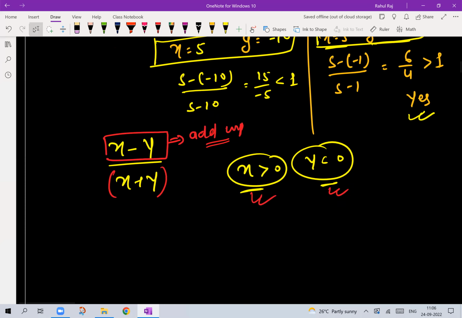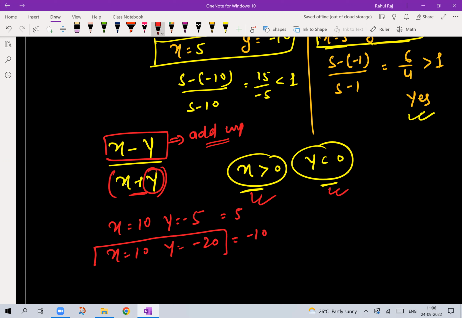It says x plus y. What do you mean by this? Imagine if you take x is equal to 10, y is equal to -5. Numerator adds up, straight funda. It becomes 15. But my denominator becomes what? 10 minus 5. That is 5. But imagine if I take x is equal to 10 and y is equal to -20. My numerator still adds up. But my denominator becomes what? -10. Check here. The moment I take magnitude of y greater than magnitude of x, considering that y should be negative, I will 100% get a no situation.